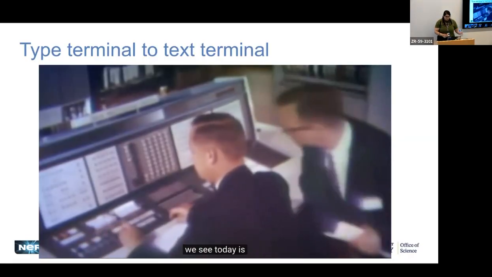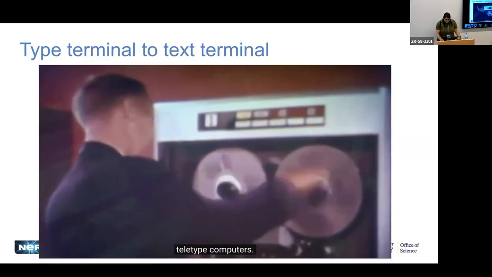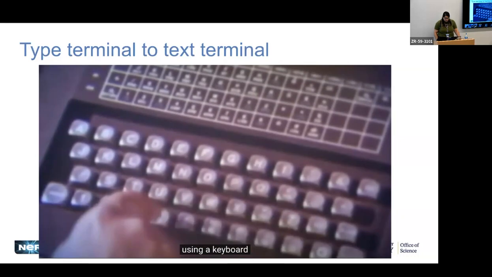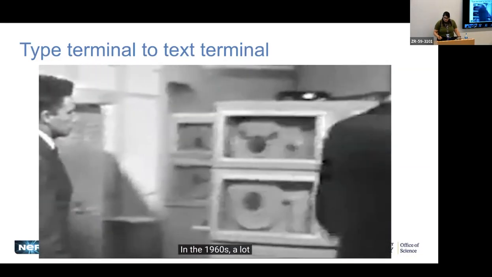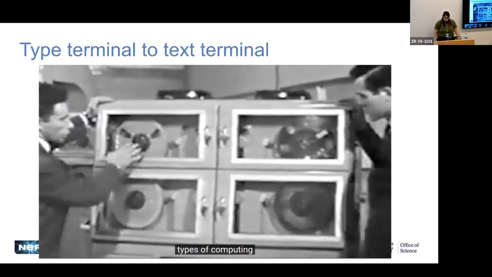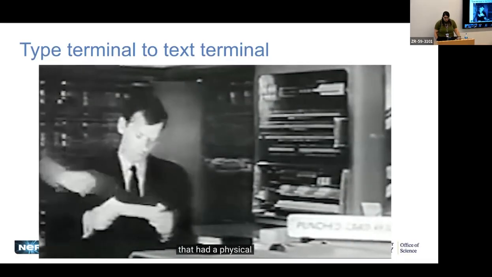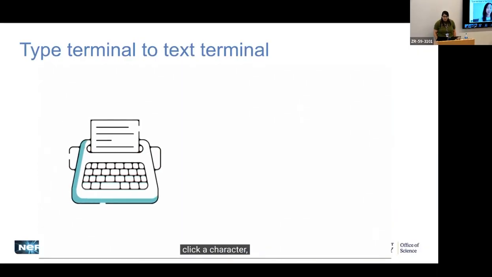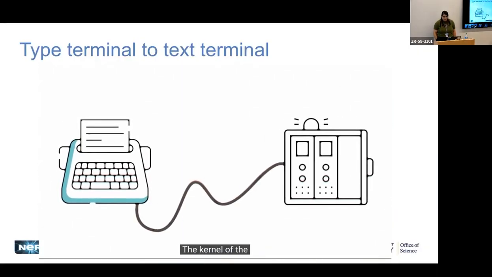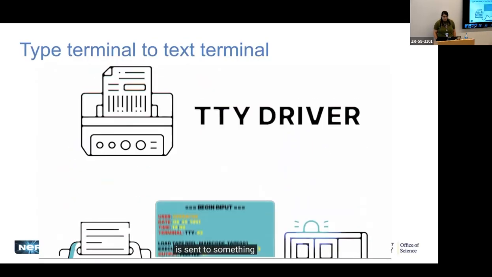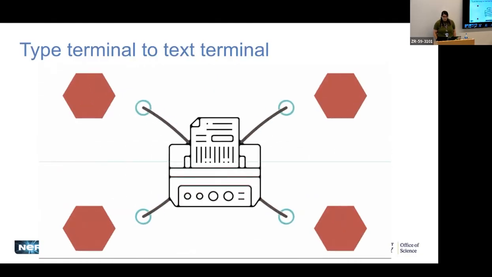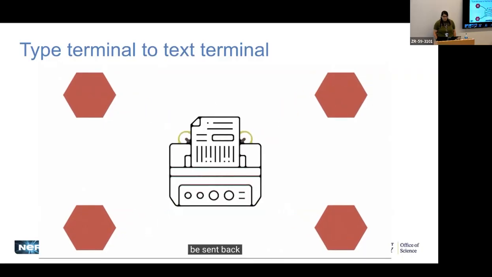The modern terminal we see today is heavily inspired by teletype computers. These computers were made to allow people to send and receive text-based commands using a keyboard and printed output. In the 1960s, a lot of places that were able to afford these types of computing were structured with a large mainframe computer that had a physical attachment to a teletype interface. Here's how this technology worked. Every time you would click a character, it would transmit that over the wire. The kernel of the mainframe computer would receive this input and then decode it. This decoded text is sent to something called the TTY driver, which was responsible for sending the user's decoded input to programs and collecting output. This would then be sent back to the user for them to see.